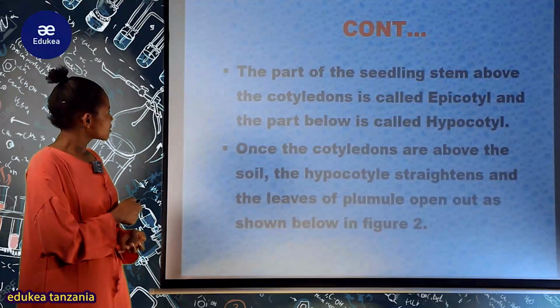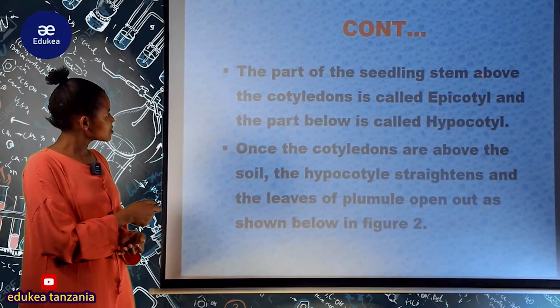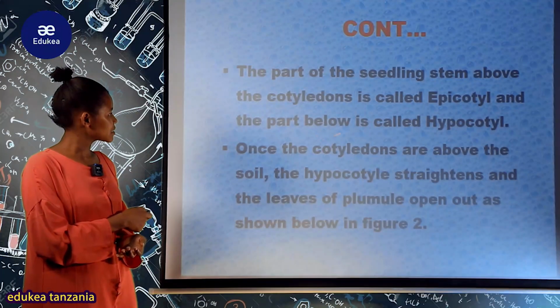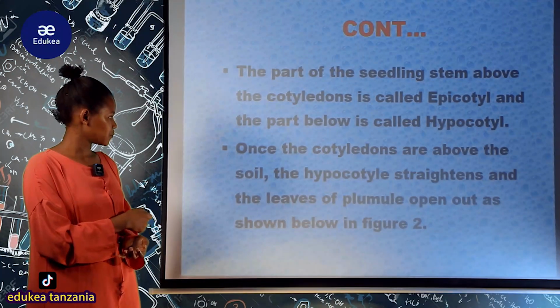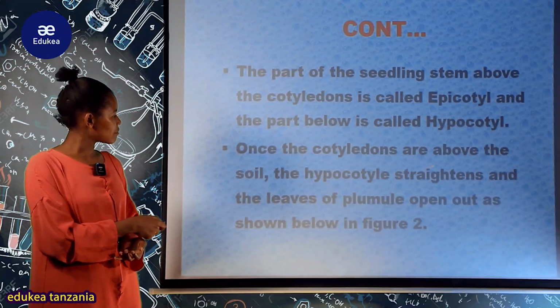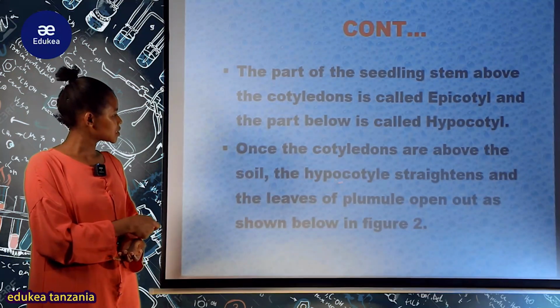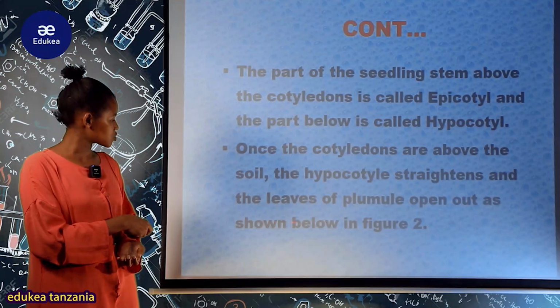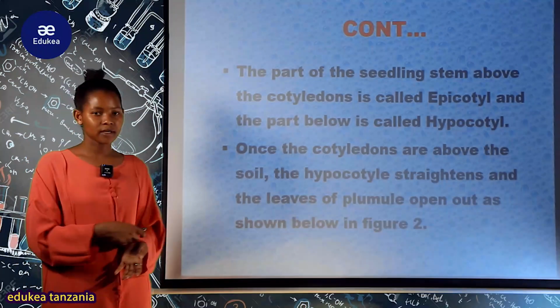Now we can see the part of the seedling stem above the cotyledon is called epicotyl, and the part below is called hypocotyl. Once the cotyledons are above the soil, the hypocotyl straightens and the leaves of the plumule open out as shown below in the figure.